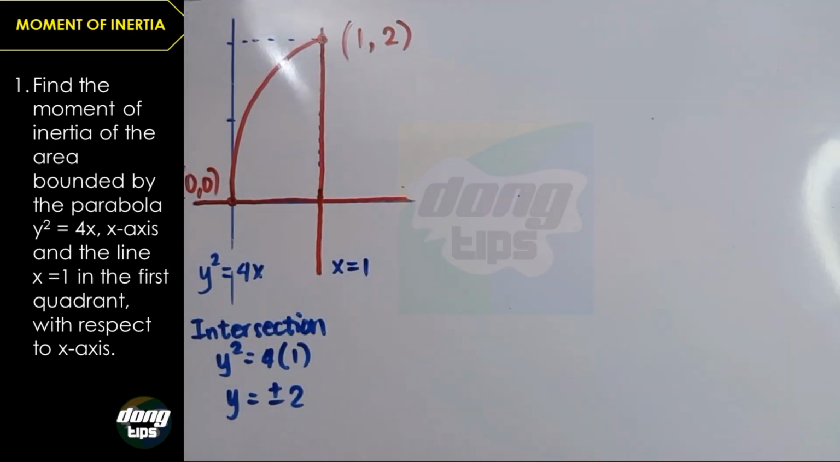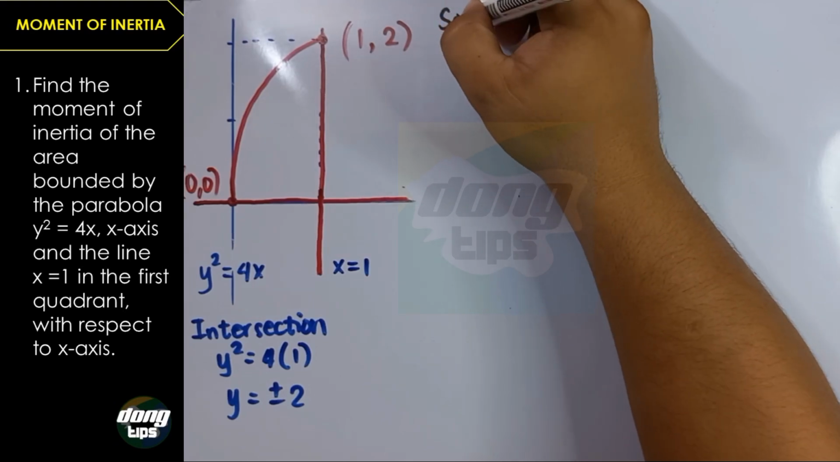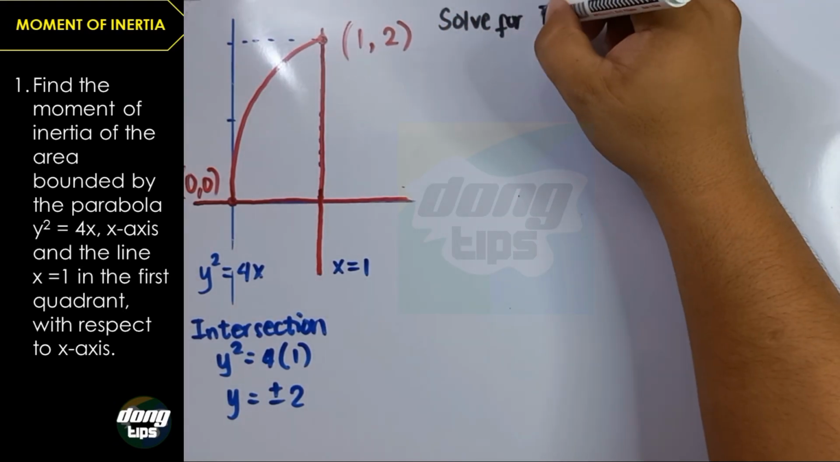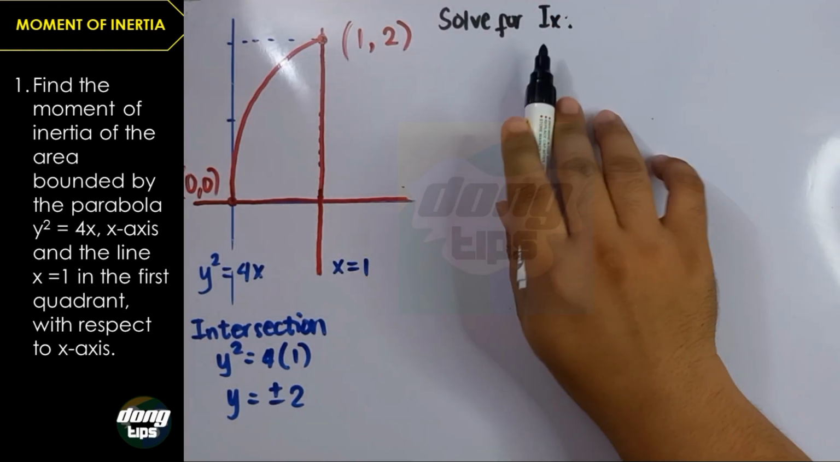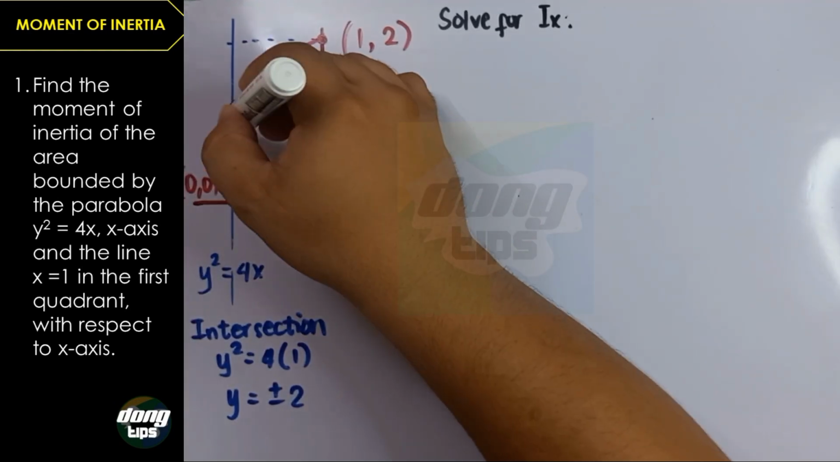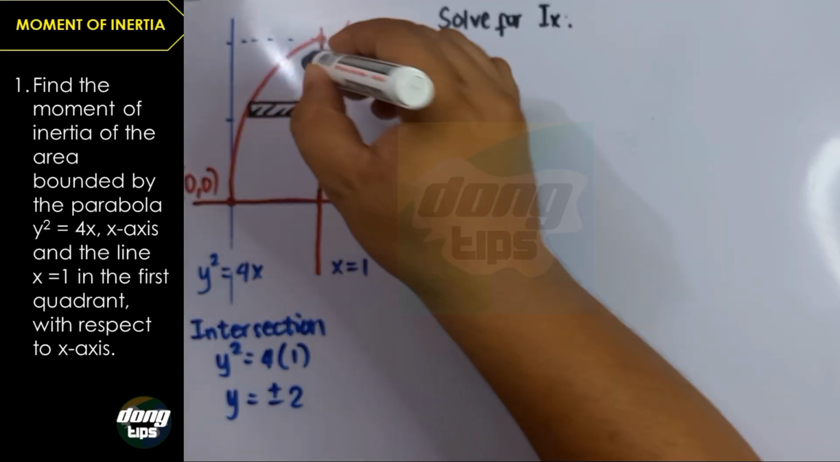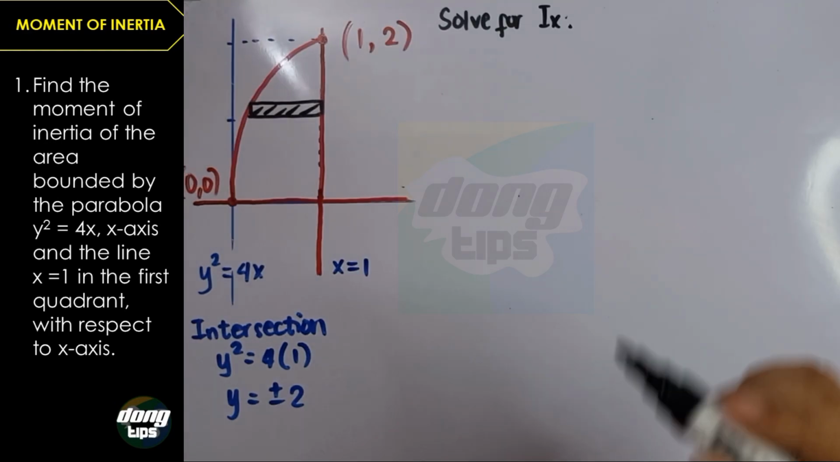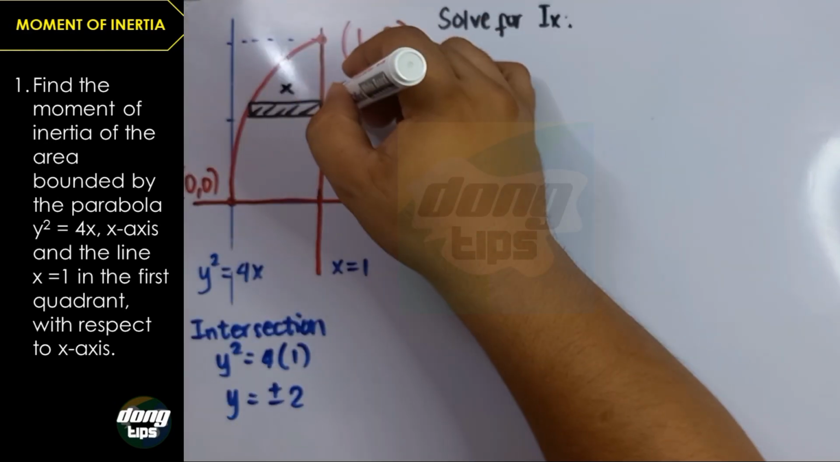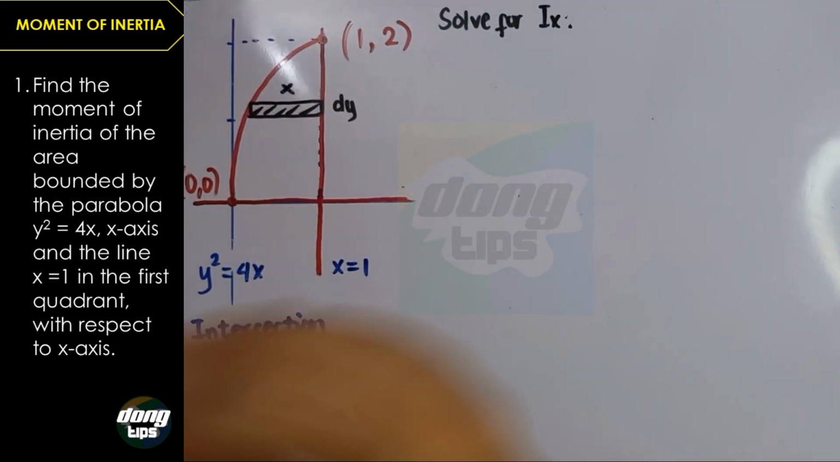Tip number 1. Always use a strip parallel to the required axis of moment of inertia. For example, to solve the moment of inertia with respect to the x-axis, we have to use a horizontal strip. Differential area will be x times dy.